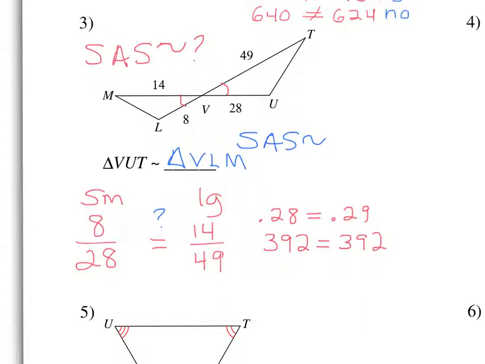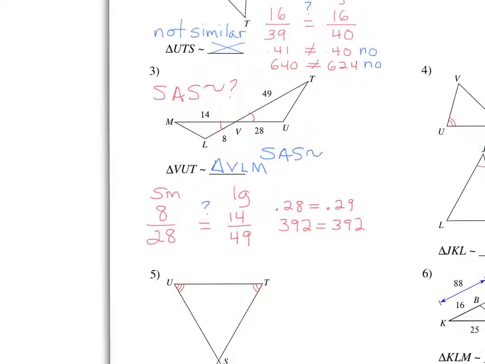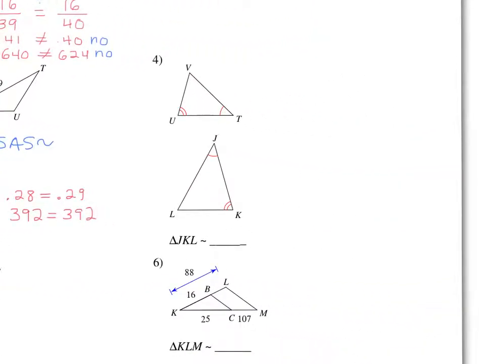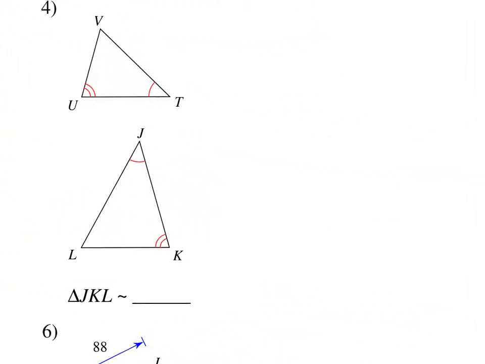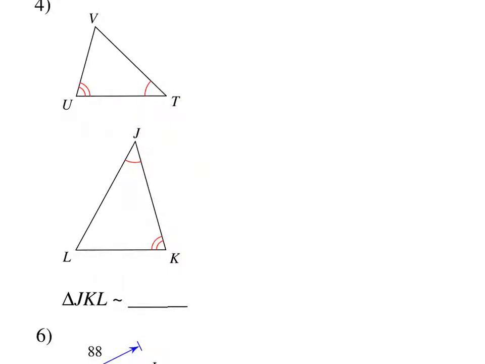Okay, awesome. We're half done the examples on this page. Let's keep moving along here. On number 4, I hope you can see this one's going to go really quickly, you guys. We see one set of congruent angles. Of course, we've got our one set here and here, and then we've got another set here and here. So this one actually doesn't even require any ratio work.